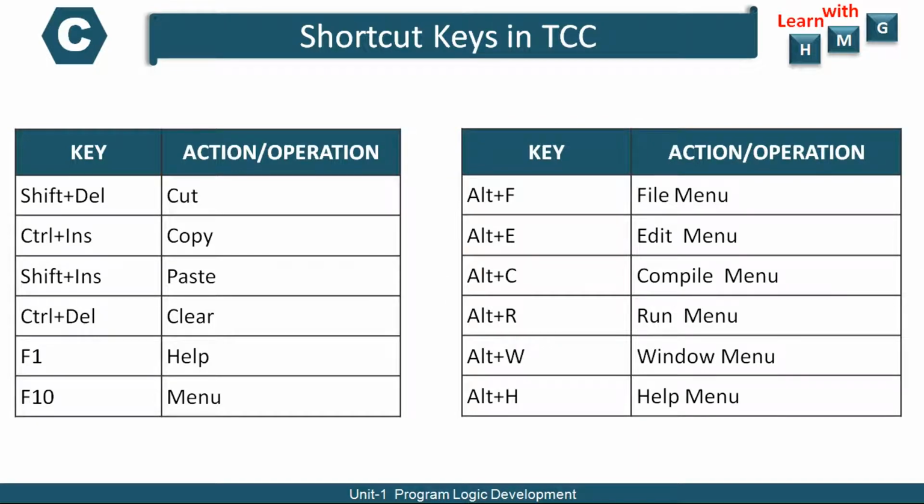Within menu bar, suppose you want to switch over from one menu to another menu, then you can use these particular keys, that is for file menu Alt F, for edit menu Alt E, for compile menu Alt C, for run menu Alt R, for window menu Alt W, and for help menu Alt H. And once that menu is open, using the up or down key, you can navigate between these various options within that menu.